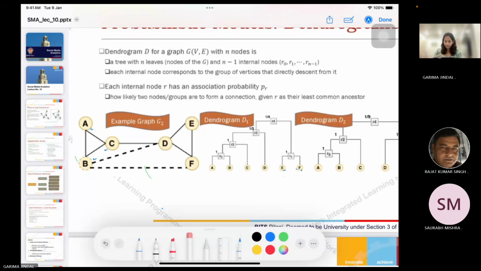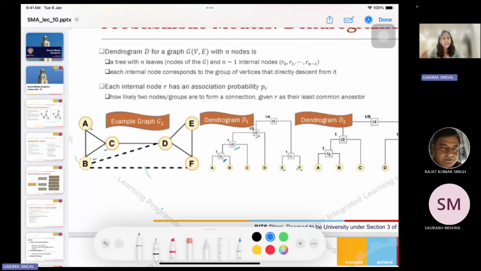Okay, so up till now, we have covered these steps. First we have seen that we had a network, and in this network there was some hierarchy. That hierarchy is identified and we represent it using dendrograms. There can be many dendrograms for a particular network. Once the dendrogram is identified, we have these internal nodes.